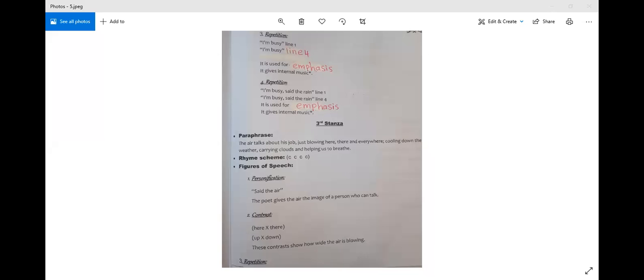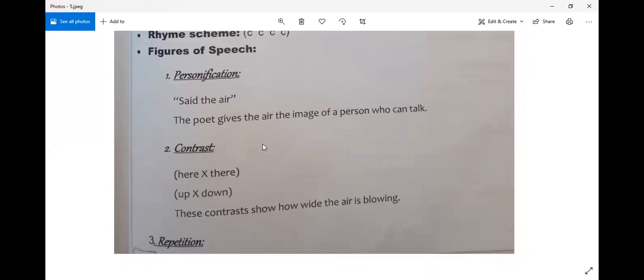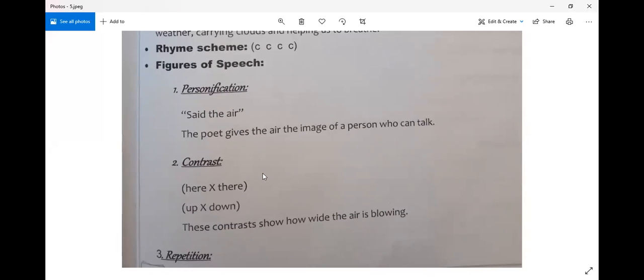Let me see stanza number 3. The air talks about his job, just blowing here, there, and everywhere, cooling down the weather, carrying clouds, and helping us to breathe. The rhyme scheme should be C, C, C. And personification, like Yusuf mentioned, said the air. And we have contrast between here and there, up and down. How is the contrast useful, Yusuf?